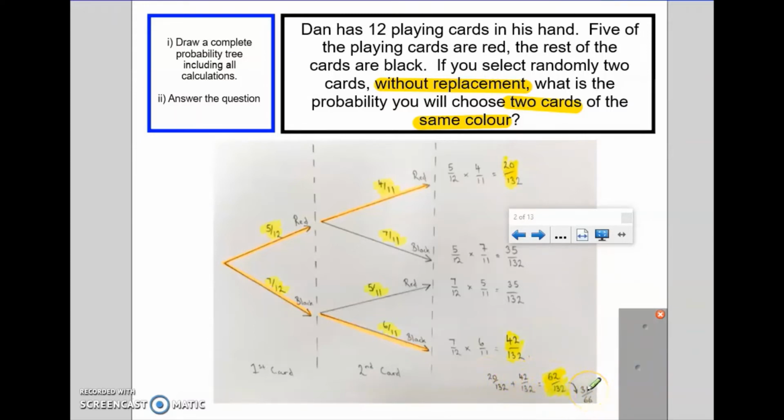We could simplify that down if we wished. So again, a completed probability tree with all four calculations worked out, just making sure I understand that the probabilities at this point will be altered, will be changed depending on what happened on my first event.